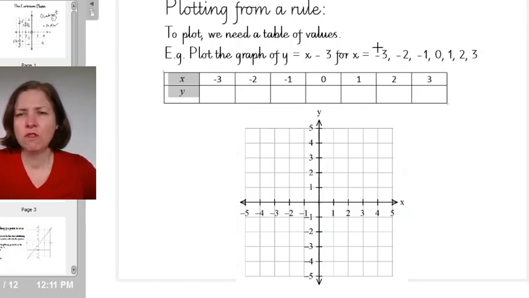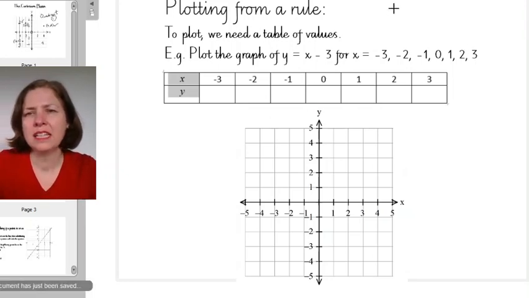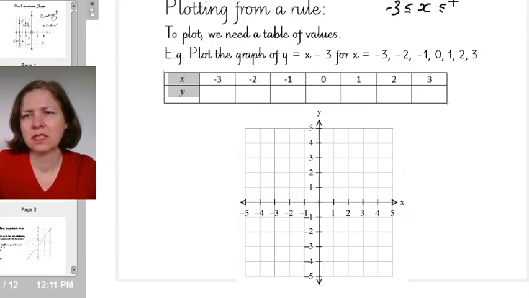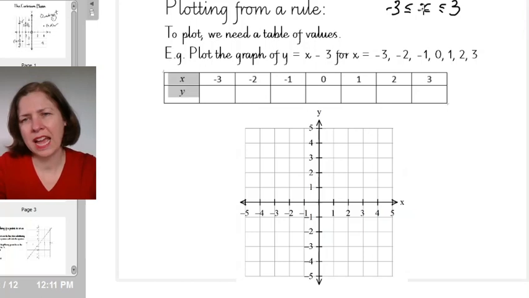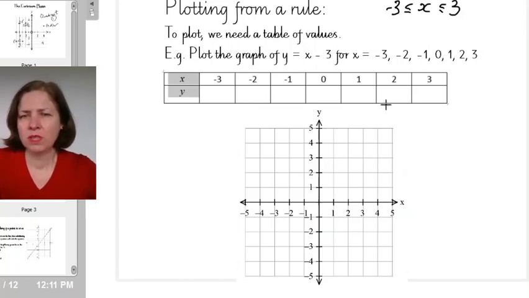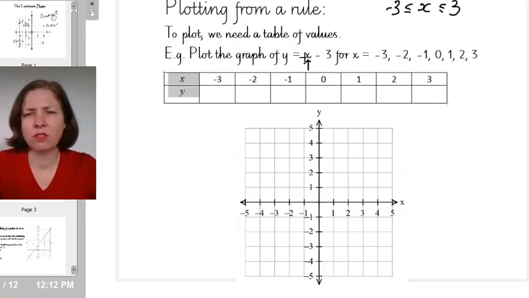Now here you've got the numbers listed, but what you might also see is something like this, which says I want -3 less than or equal to x less than or equal to 3. That's just another way of saying the numbers from -3 to 3, okay? So all we do is a substitution. I put the first x value into the equation, and then I see what y value I'll get. Let's start with x is -3.